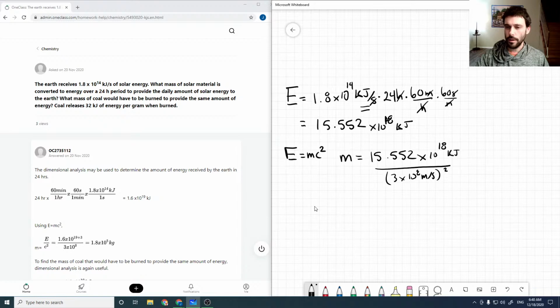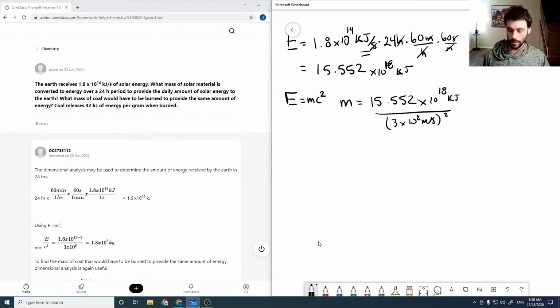And then recall that a joule is a kilogram meter squared per second squared. So that'll cancel with the meter squared per second squared on the bottom and give you kilograms at the other side. So this would be 1,000 joules per kilojoule, so canceling the kilojoules.